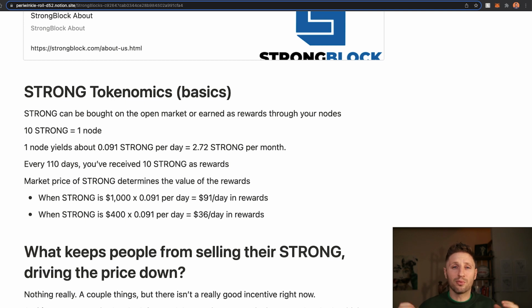So let's talk about the real basic economics or tokenomics of Strong. Strong is their token, and that can be bought on the open market.